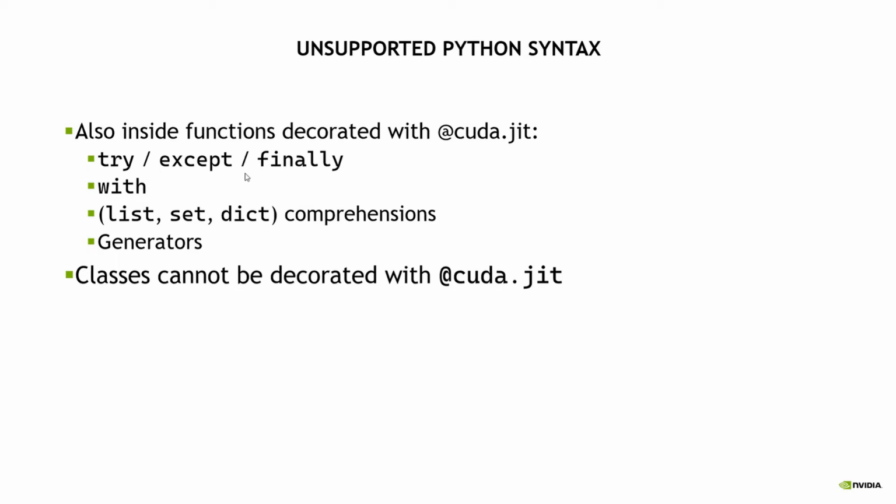You can't handle exceptions, so you can't catch them with try and except. There's also no support for context managers, so you can't use the with statement or generators, and comprehensions like list and set comprehensions aren't supported. You also can't decorate a class with cuda.jit. You can do some JITting of classes with Numba's CPU target, but that support's also a bit experimental.